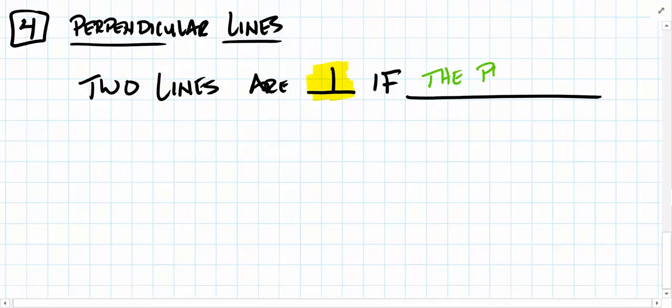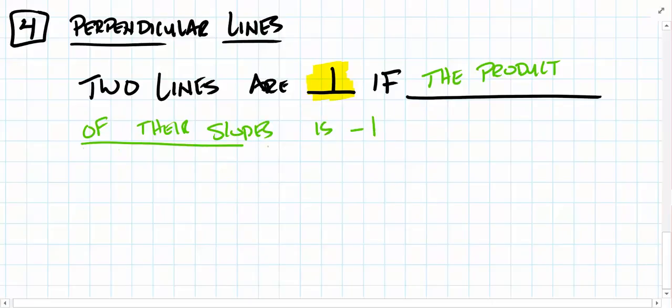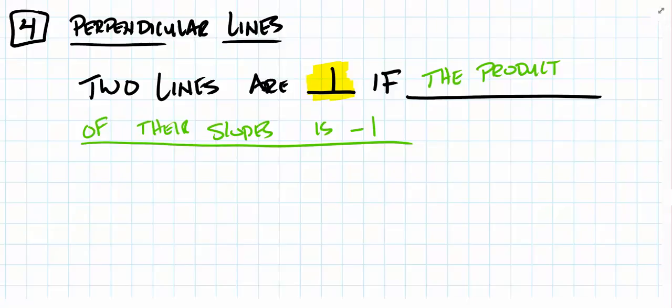What's the word product mean again? Multiplication. Right? If the product of their slopes is -1, that is the true definition for us for perpendicular lines. If the product of their slopes is -1. Okay, let me give you a quick little example of how and why, right?